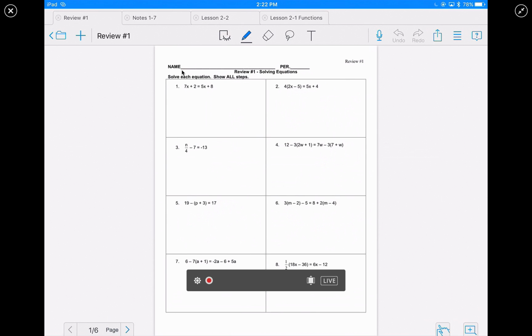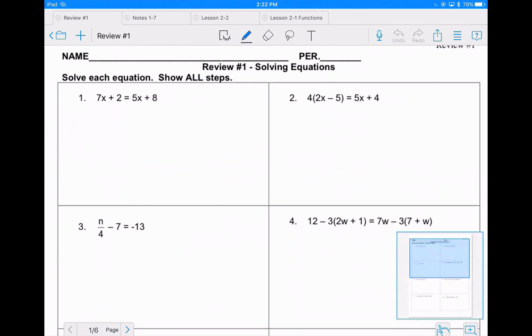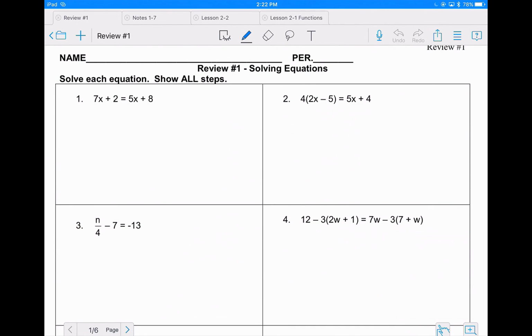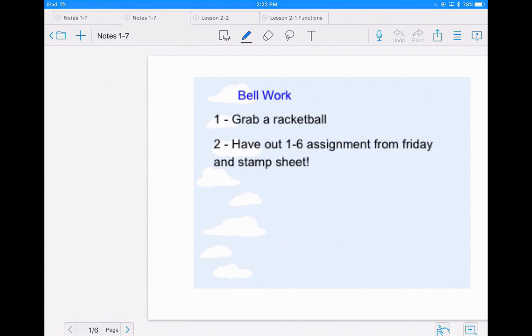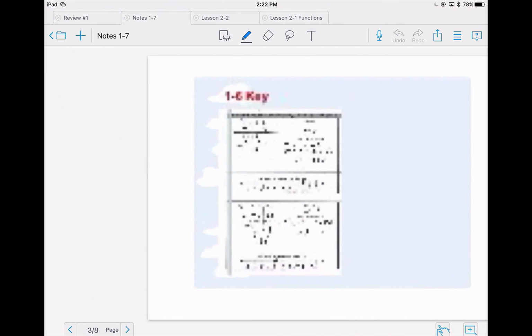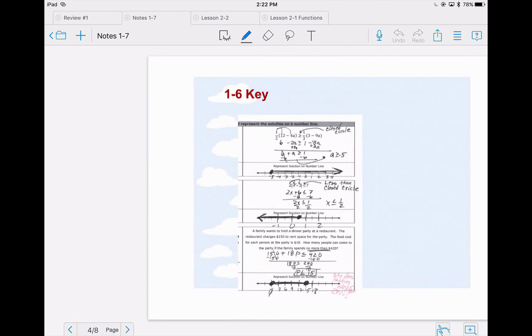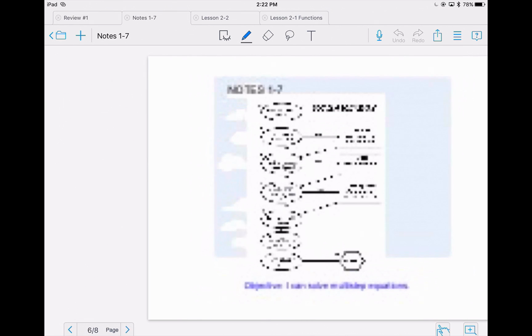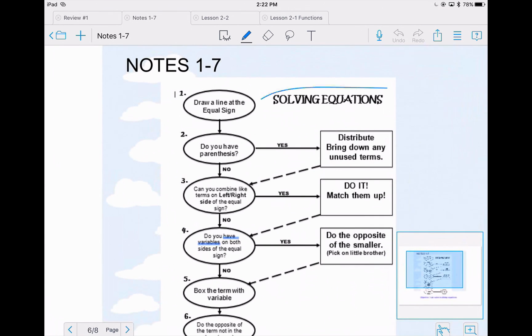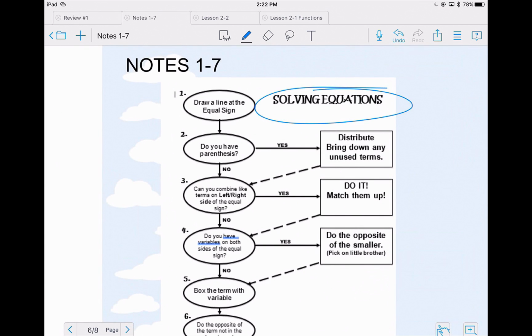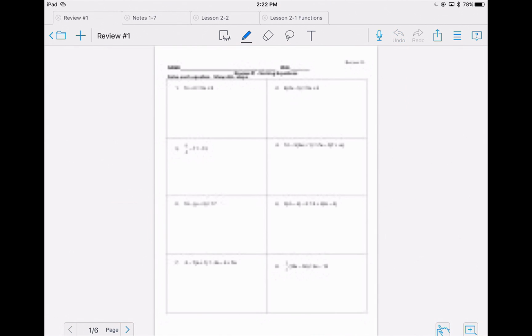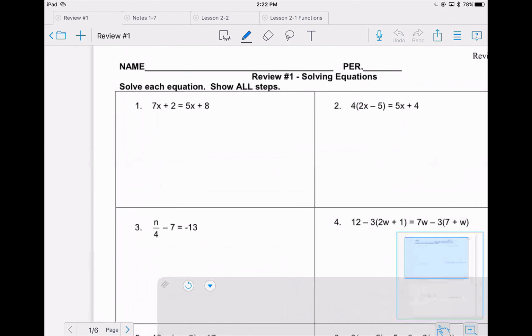This video is for review 1 for the first test in algebra. So please make sure you have this out as well as your blue sheet. Sorry, I had it ready, I promise. That looks like this because this is what we're going to be following the order of for pretty much every single problem that we're solving for something.